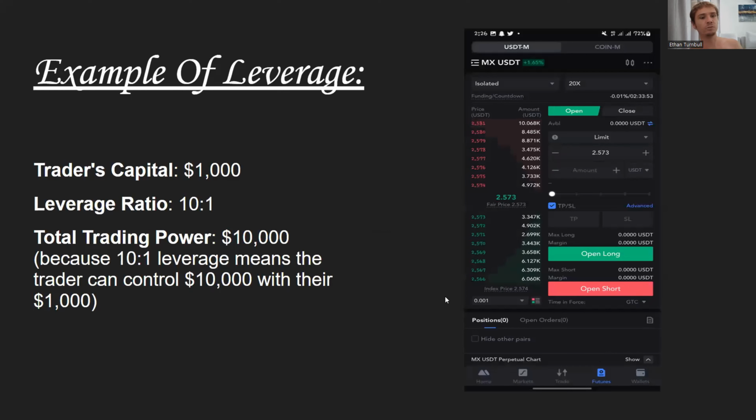So, an example of leverage. Here is the trader's capital. You put in $1,000. You can leverage that 10 to 1, so that's 10x your initial capital. Your total trading power is 10 grand. Because of the 10 to 1 leverage, the trader can control $10,000. So in your trade, you have access to buy 10 grand worth of whatever you're buying, in a singular trade. From your $1,000, if you 10x leverage that, you've got 10 grand to play with.